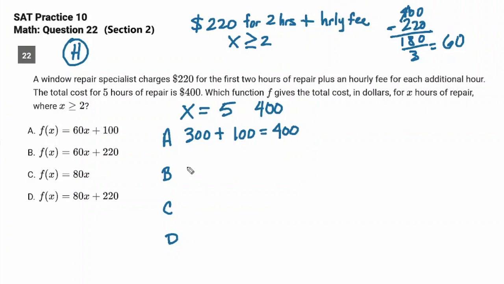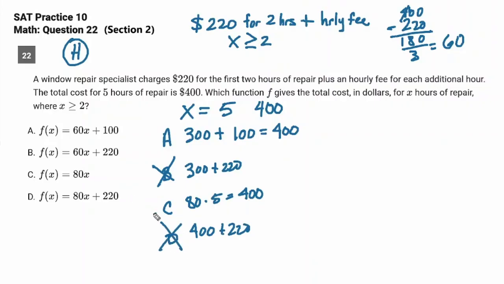60 times 5, that's 300 plus 220. You can ballpark this out. That's clearly not going to be 400, so it's gone. 80 times 5, hey, that's 400, but I was expecting that because I was lazy. 400 again, 80 times 5 plus 220, ballpark that out. That's not going to be 400. All right, so I'm down to A and C.